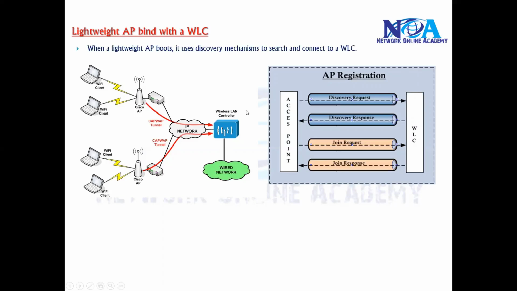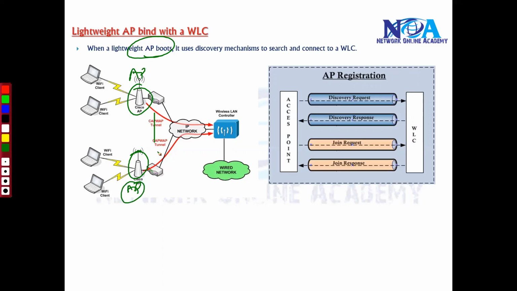So whenever you power on the lightweight access point, let's say these are the access points here. Now these access points, whenever you power on and when it starts booting, probably it will start the discovery process. So it will use some kind of discovery mechanisms at the back end to search and connect to the WLC. So basically we call this the discovery process.